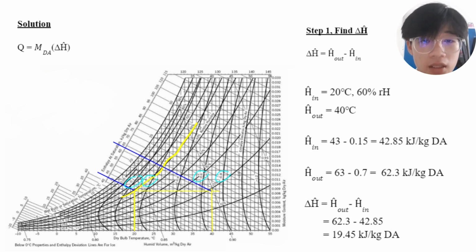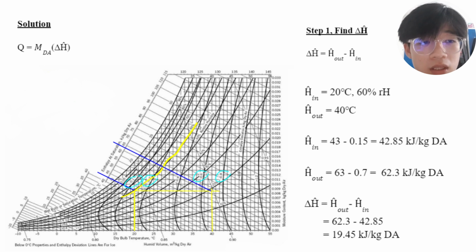For the enthalpy in, the information in the question is 20 degrees Celsius with 60% relative humidity. For the enthalpy out, the information is 40 degrees Celsius only. Firstly, to find the enthalpy in, we draw a straight line from 20 degrees Celsius on the dry bulb temperature axis, going up until it reaches the 60% relative humidity curve, and from the intersection we draw up left until it reaches the scale of enthalpy at saturation to get the enthalpy in.